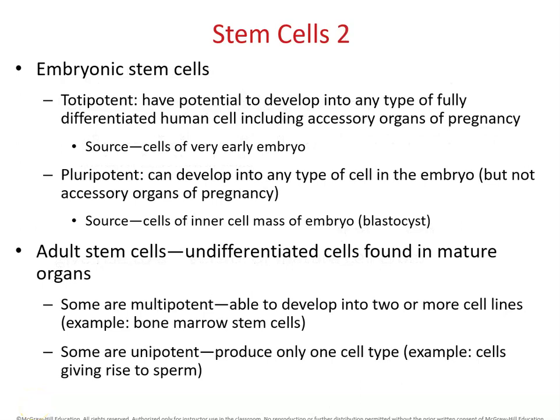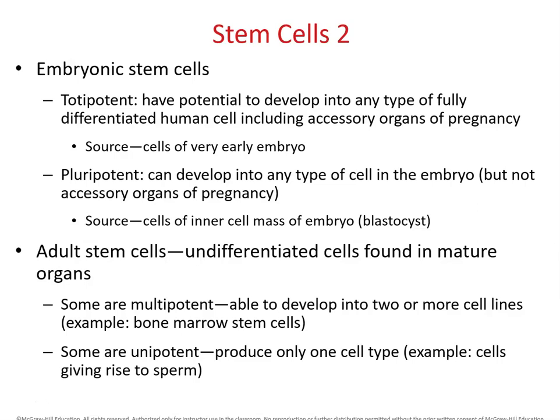We have two different types of stem cells. We have embryonic stem cells and adult stem cells. Embryonic stem cells come in two varieties. We have totipotent, and totipotent embryonic stem cells are found only in a very early embryo. And then pluripotent stem cells are found slightly later in embryonic development. These are the stem cells that there's significant controversy surrounding, and we'll talk more about that in a little while.